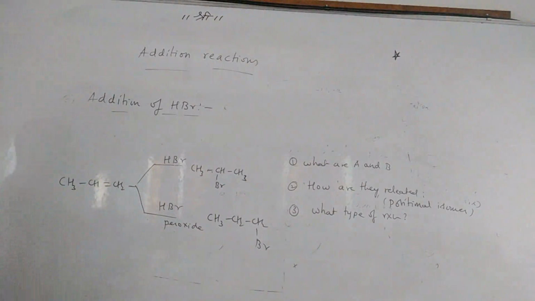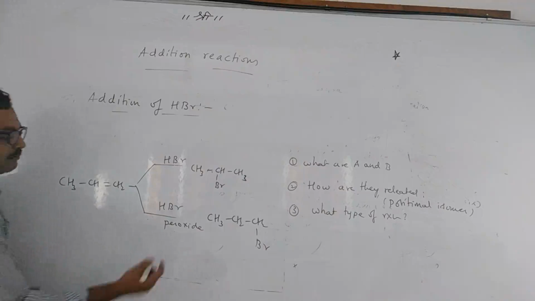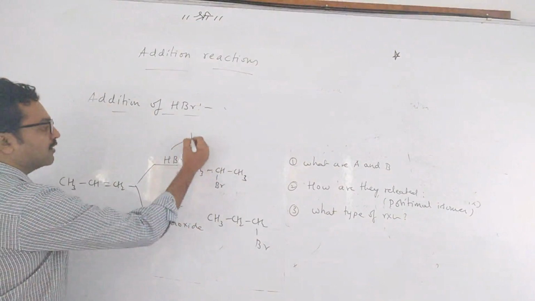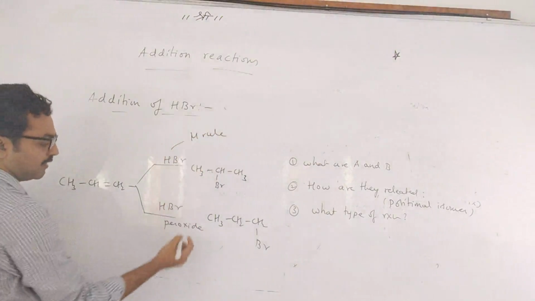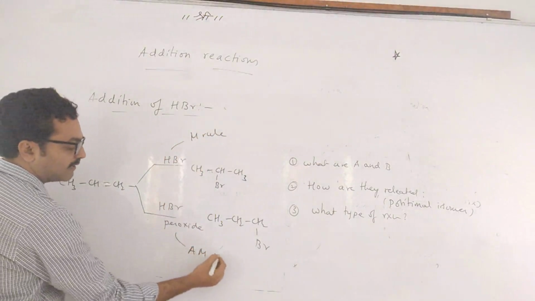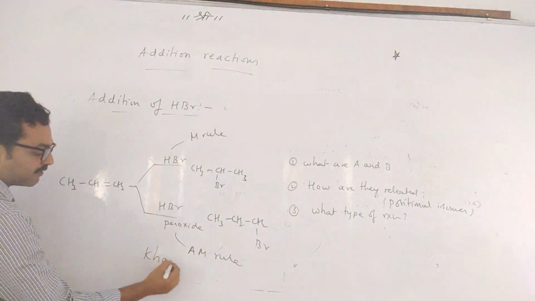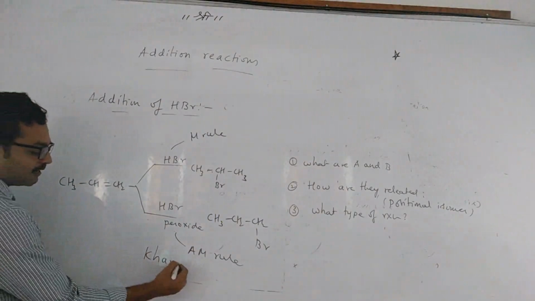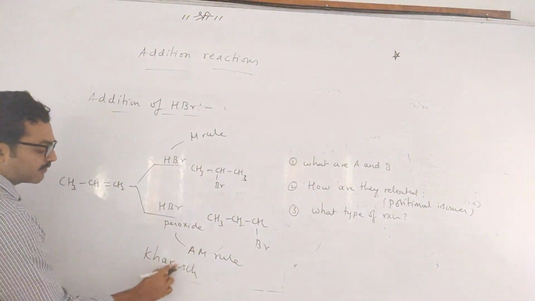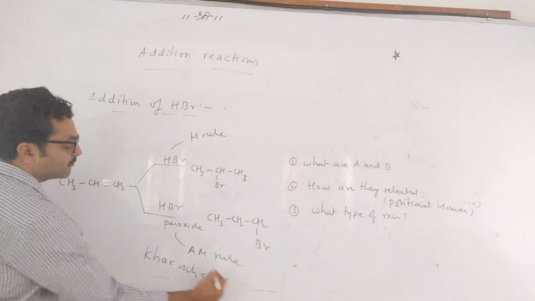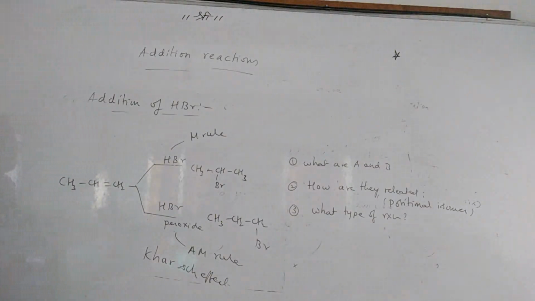Third question: what type of reactions are those? And one more point. It follows Markovnikov rule, M rule, and it follows anti-Markovnikov rule, AM rule. That is also called Kharasch effect, K-H-A-R-A-S-C-H. Kharasch effect. Anti-Markovnikov rule, what do you say?